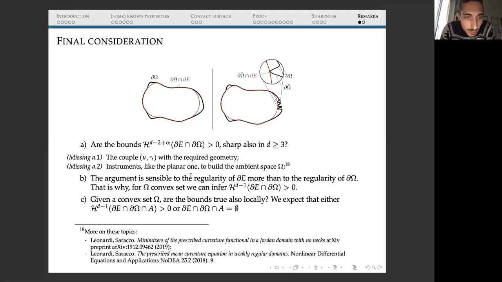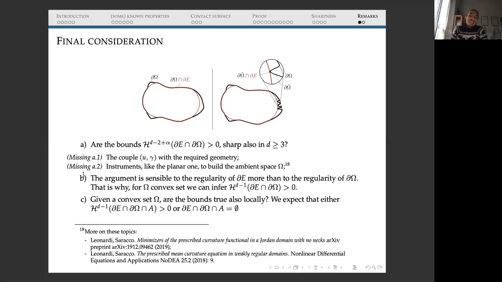Now, the last two observations are more philosophical. The last one is a question I would like to leave, the C, as well as the A. The B is more a remark. So this whole argument is sensitive to the regularity of the boundary of E. Our statement was, the boundary of omega C^{1,alpha} implies H^{d-2+alpha} positive. Or actually, you can change this statement by saying that if the boundary of E is C^{1,alpha}, then H^{d-2+alpha} of the boundary of E intersected with the boundary of omega is positive.